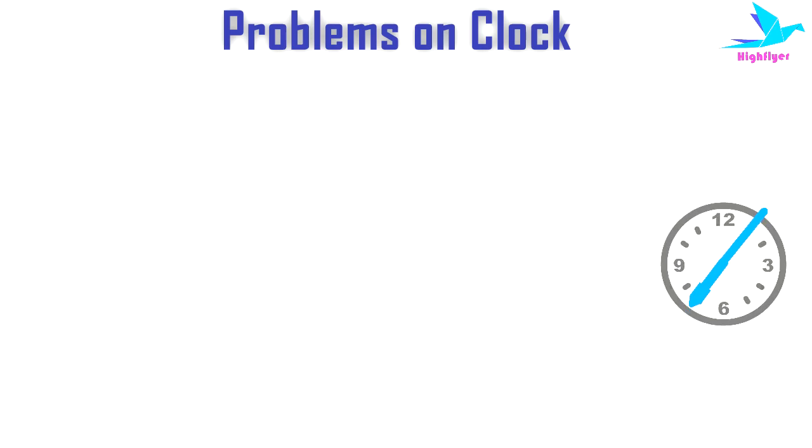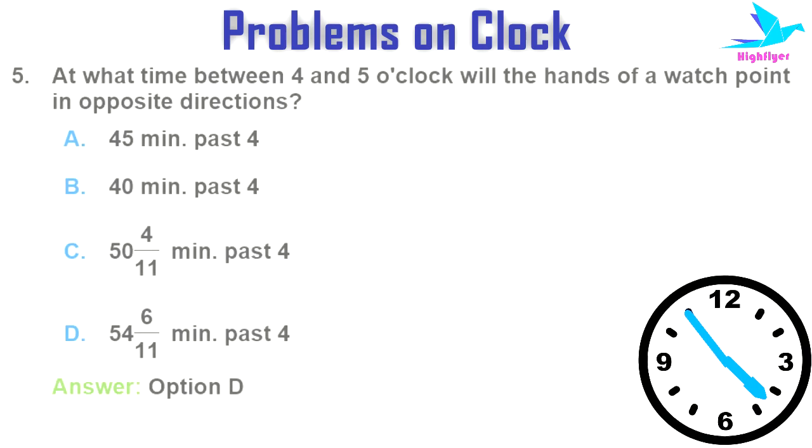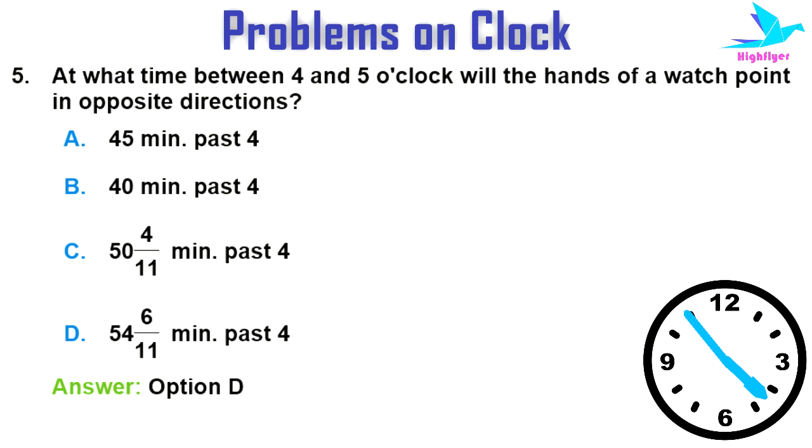Next question. At what time between 4 and 5 o'clock will the hands of a watch point in opposite directions? The options are 45 minutes past 4, 40 minutes past 4, 50 4/11 minutes past 4, or 54 6/11 minutes past 4. The right option is option D, 54 6/11 minutes past 4.